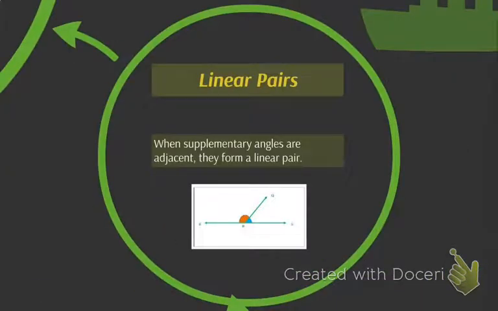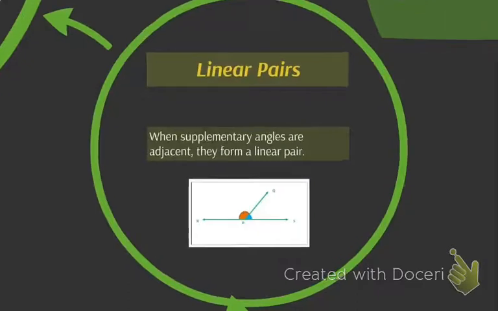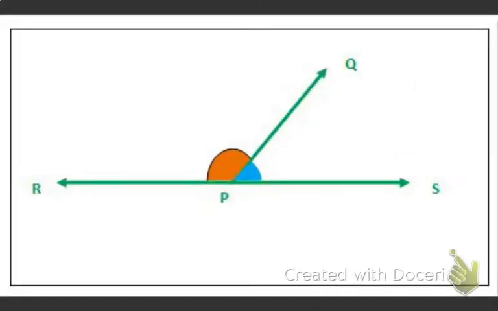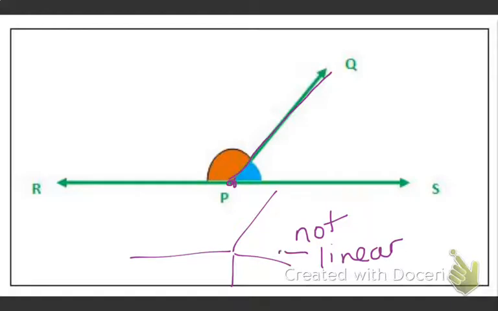So linear pairs are a special type of supplementary angles. When they are adjacent, we call it a linear pair. So the blue angle and the orange angle, they would add up to 180 degrees, and they share a vertex, and they share a ray. If I had 2 angles that looked like this, that is not a linear pair. They have to form this straight line together.